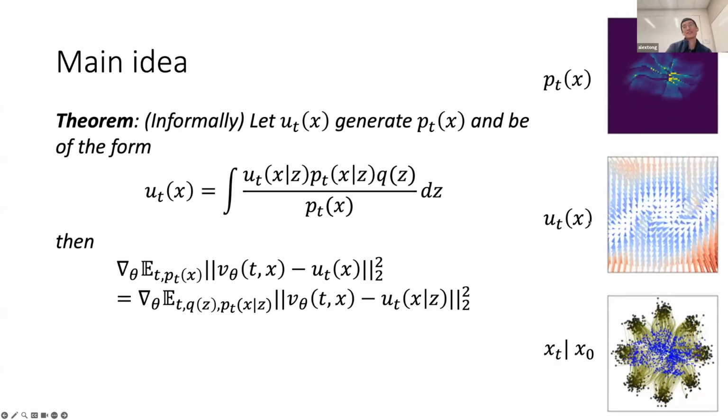Gotcha. Yes. So the mapping is many flows can go to a single probability distribution.